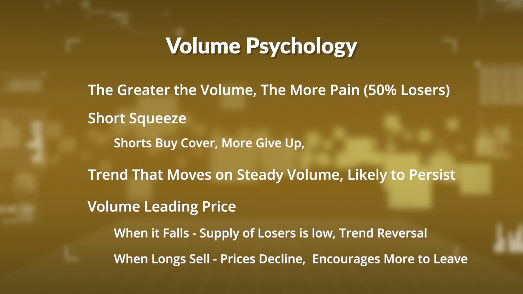Now, when the longs start to sell, prices start to decline, then more people get worried. We see this in the correction. It encourages more to leave, and then it just continues to grow on that. So that's what we mean by volume leading price. The amount of volume and where it's going based on where price is going tells you a lot. You look for volume to lead price, but of course, there are times when it does not.